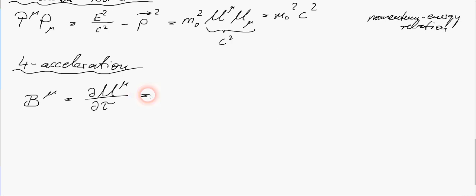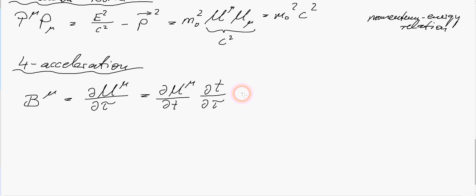Maybe I should emphasize again: to construct those 4-vectors, we always need the concept of the rest frame of a moving particle and the proper time. The proper time is the time of a clock which is moving together with the particle. So we have the proper time derivative of the 4-velocity, and here we have to apply the chain rule, so we get the derivative by t, and dt over dτ, proper time.